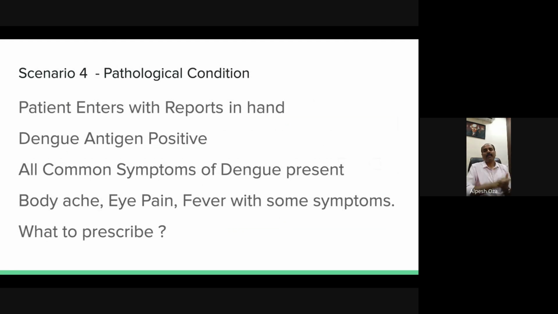Scenario number 4, pathological condition. Patients nowadays enter with reports in your hands. The reports show that there is NS1 antigen of dengue positive. All the common symptoms of dengue fever are present: body ache, eye pain, fever, and some symptoms here and there. What to prescribe?